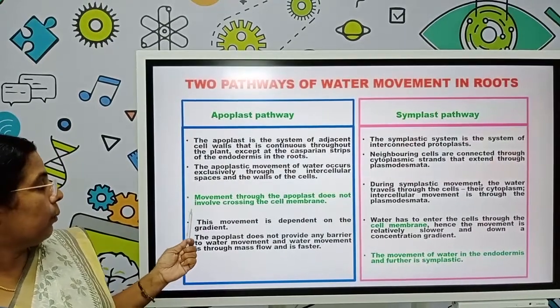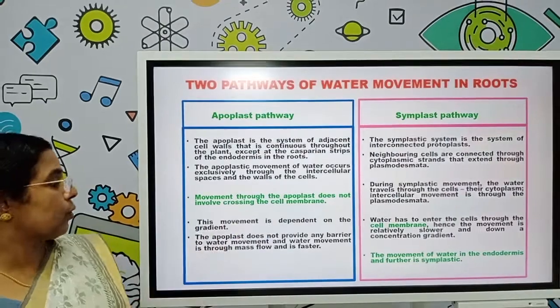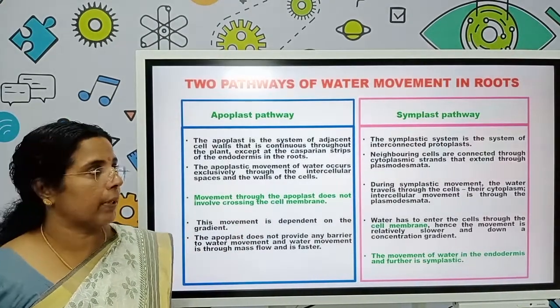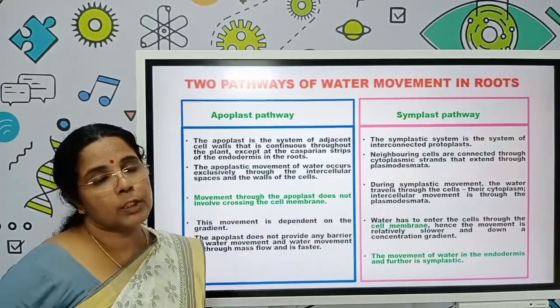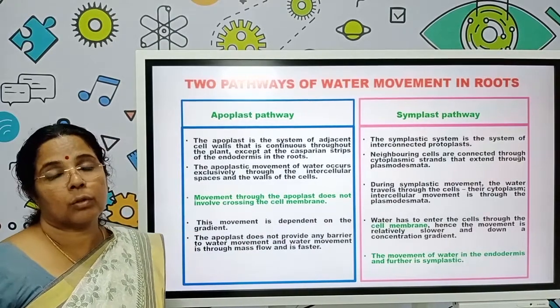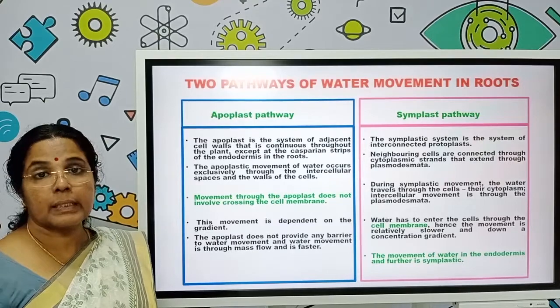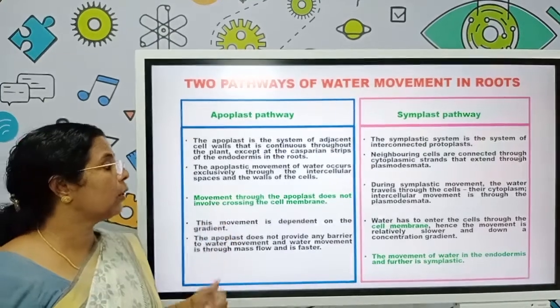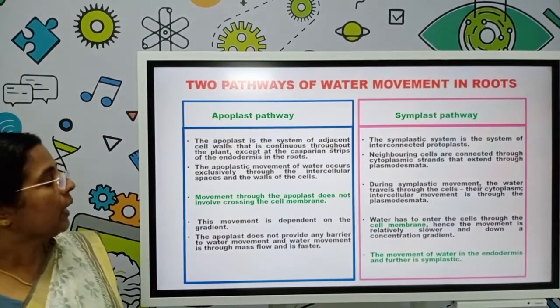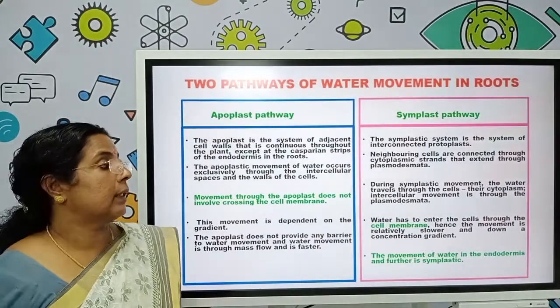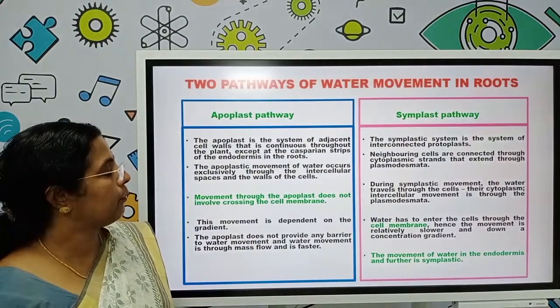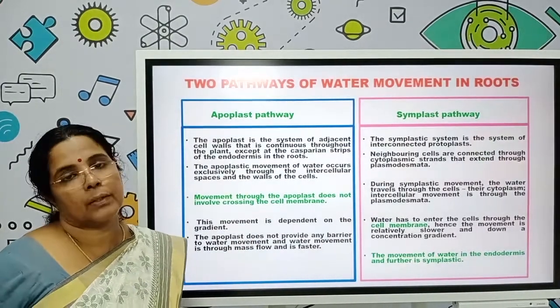Movement through the apoplast does not involve crossing the cell membrane, whereas in the symplast pathway the water crosses the cell membrane. So it is a slow process compared to the apoplast pathway. And the movement of water in the endodermis and further is always symplastic.